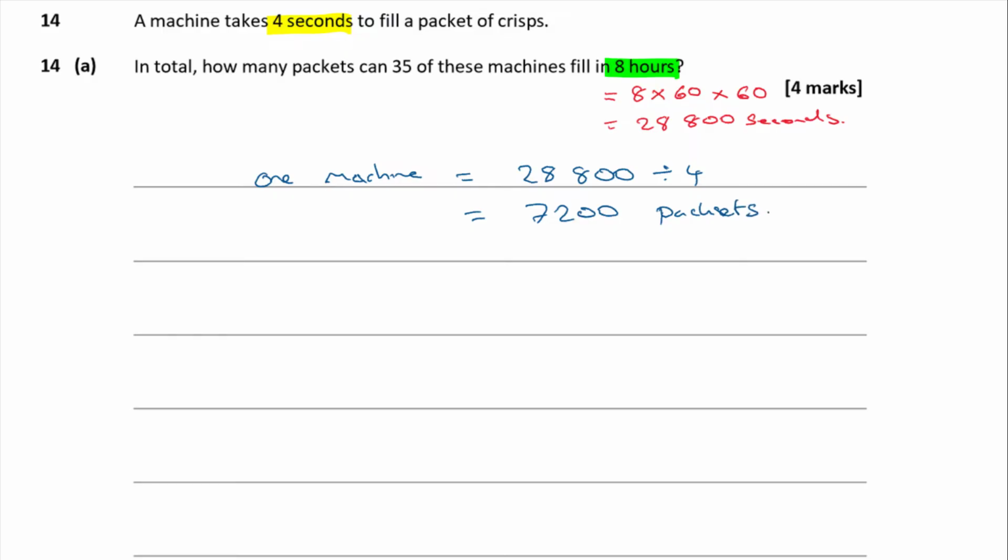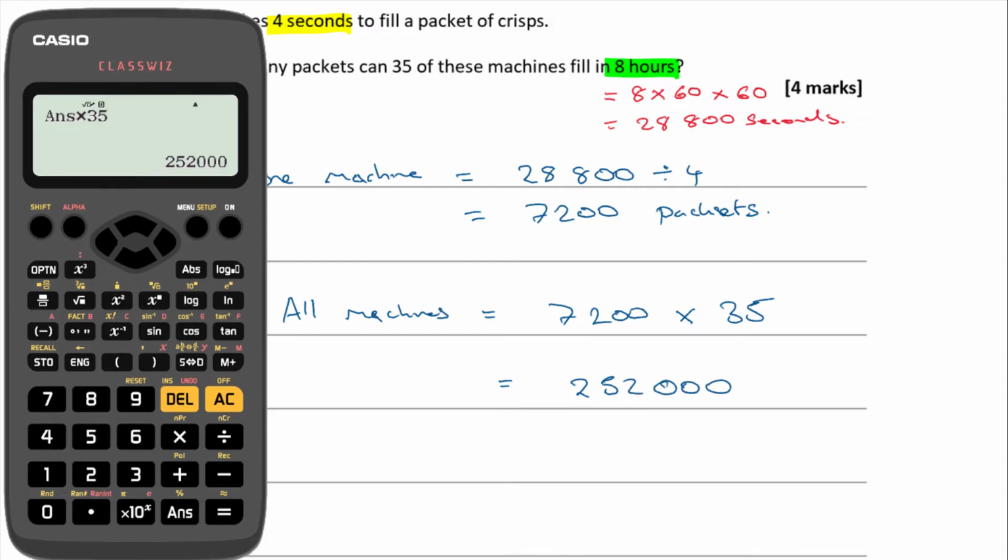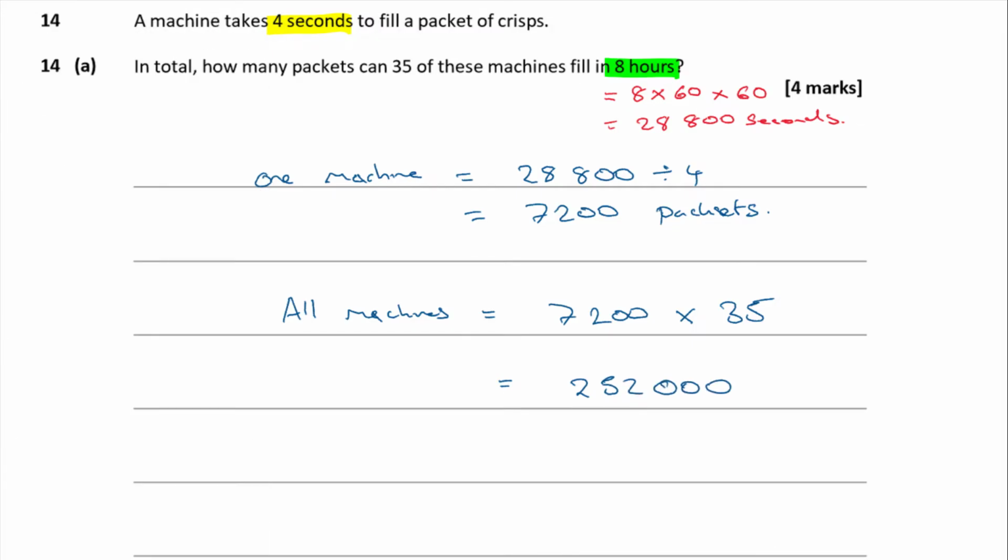Okay, but we've got 35 machines. So for all the machines, each machine can pack 7,200, and I've got 35 of them. So how many packets of crisps is that altogether? That's going to be loads. That's a quarter of a million. So 252,000 packets. That's a lot of crisps.